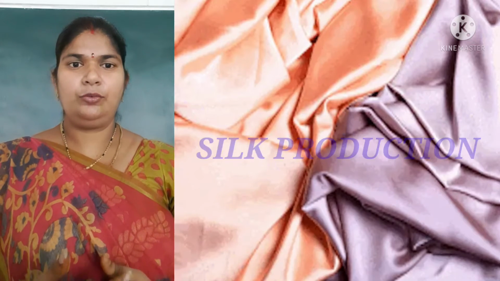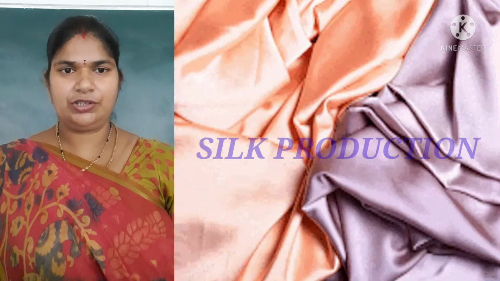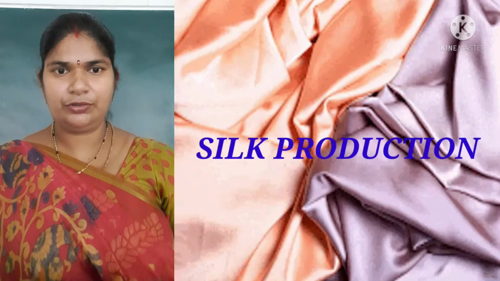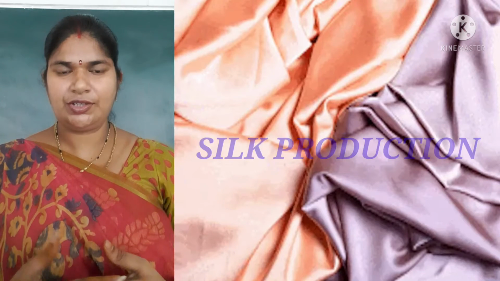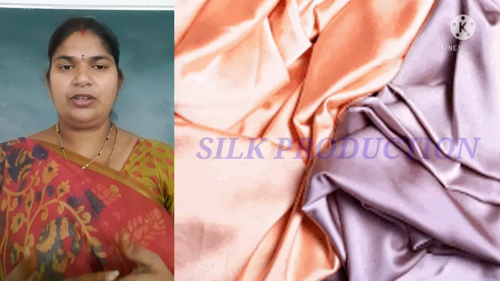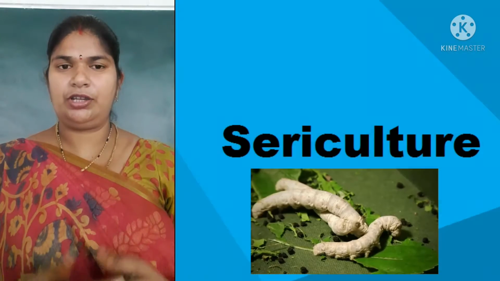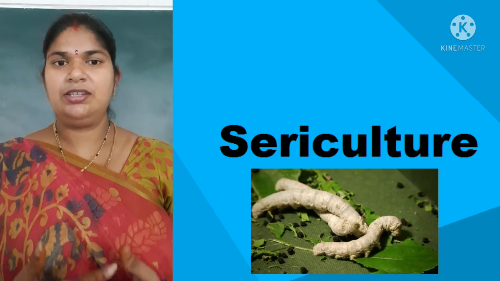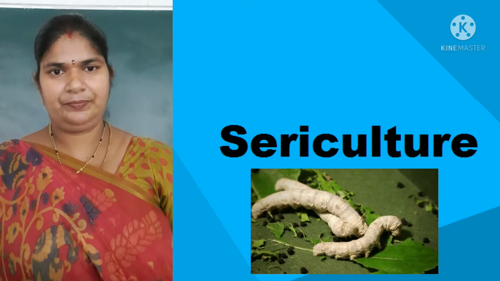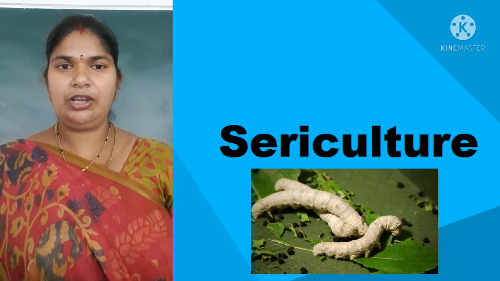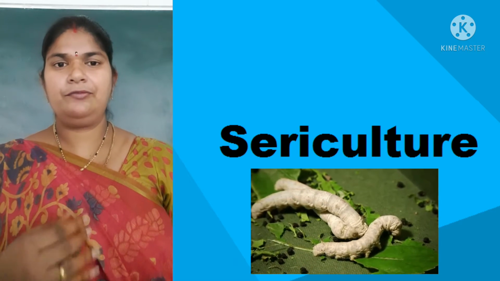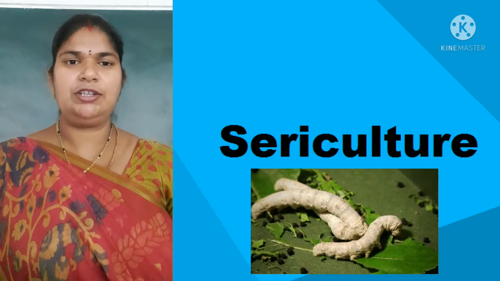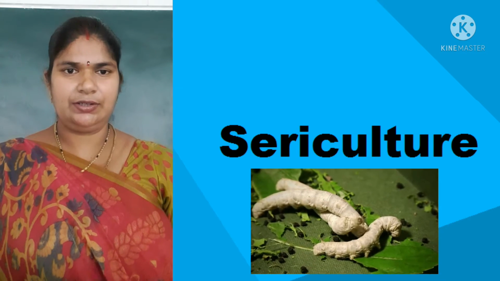So what is silk production, children? How is silk produced and what is the process known as? The process of silk production is said to be sericulture. Rearing of silkworms for silk production is said to be sericulture.